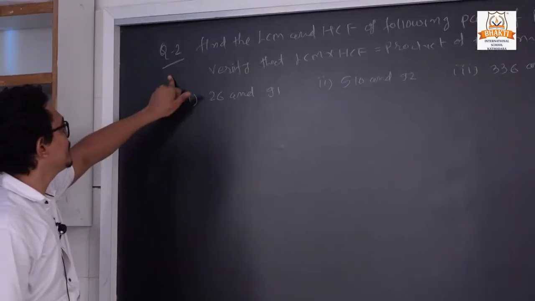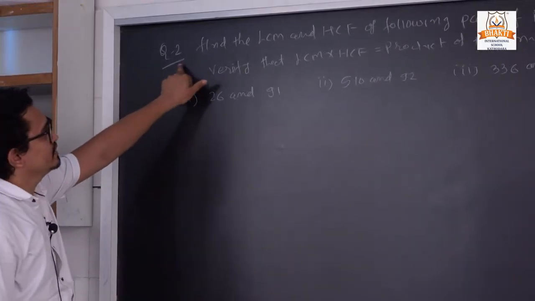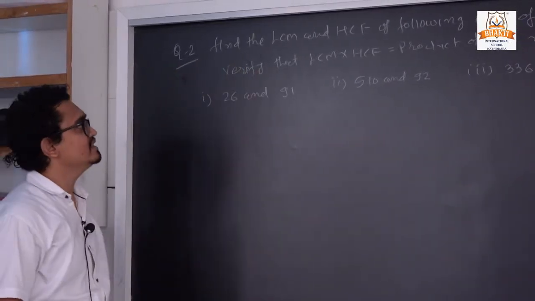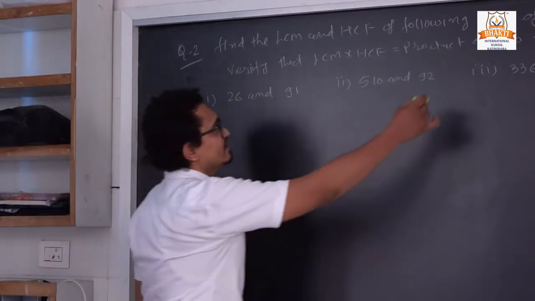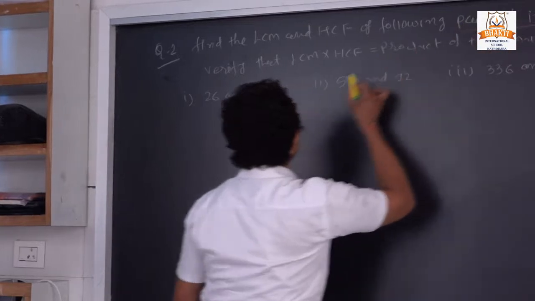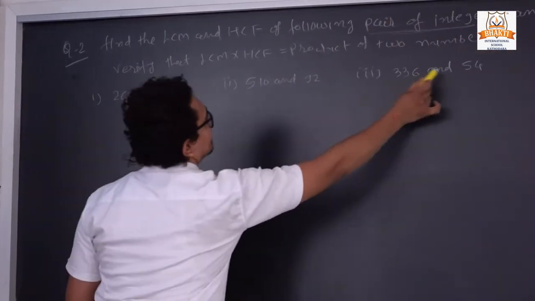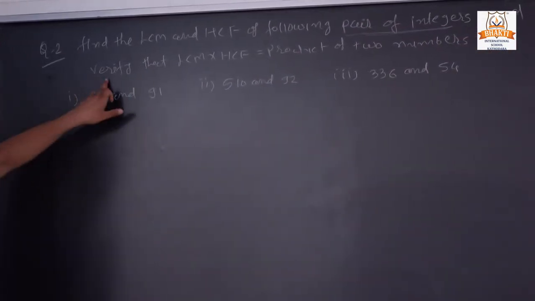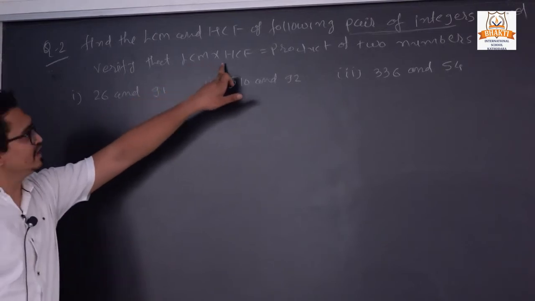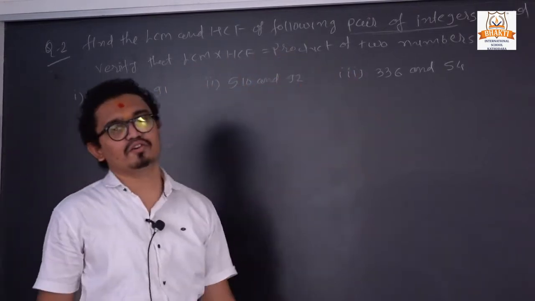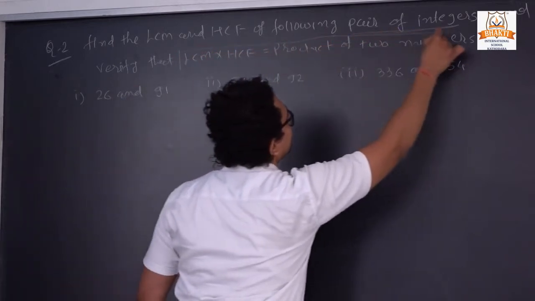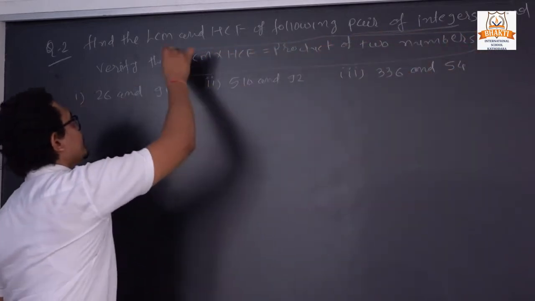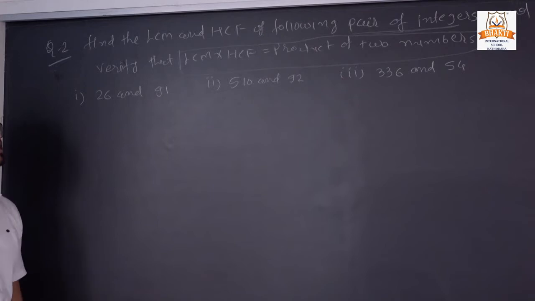Exercise number 1.2, question number 2. The question is, find the LCM and HCF of the following pairs of integers. So here they are giving the pairs of integers, and you can clearly see that they are pairs. And verify that LCM into HCF is equal to the product of the two numbers. So it is actually the formula that you already learned in your previous standard. LCM into HCF is equal to the product of the two numbers.